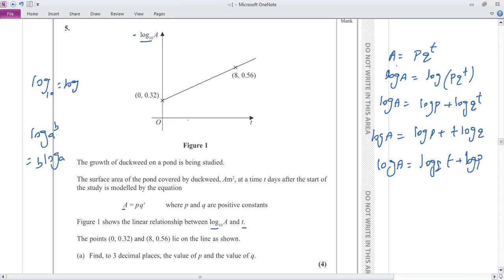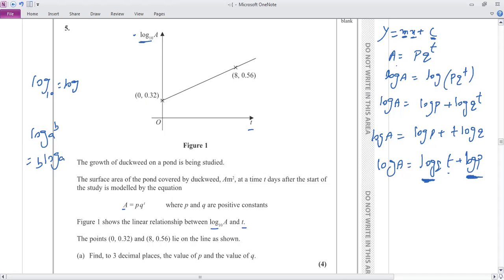Now compare it with the equation of the line. If we draw between x and y axis, equation of line will be y is equal to mx plus c, where the coefficient of x is called gradient. So in that case, what is the gradient? This log q is equal to the gradient. Log q will be gradient, and this is the y-intercept. This is the graph between log A and t. So the coefficient of t is gradient, and this is the y-intercept.